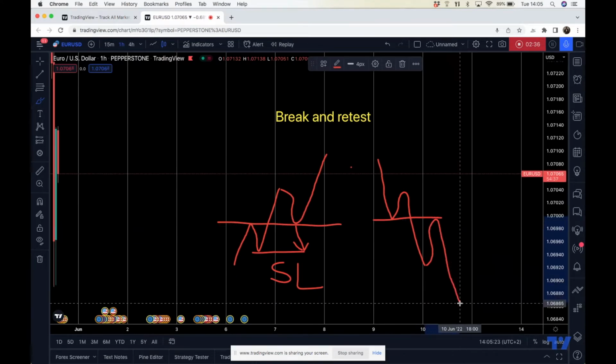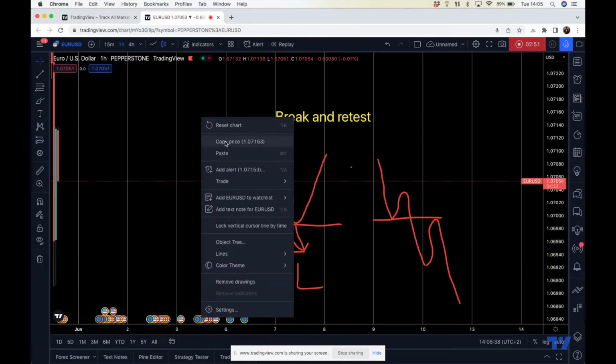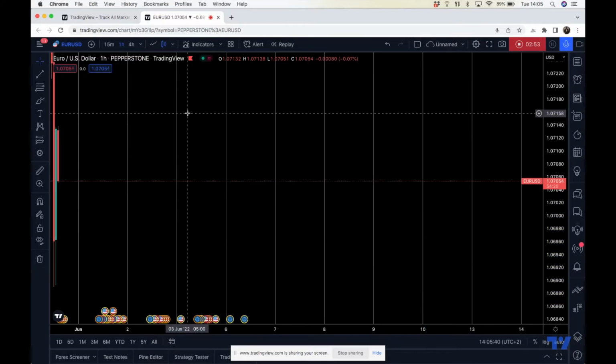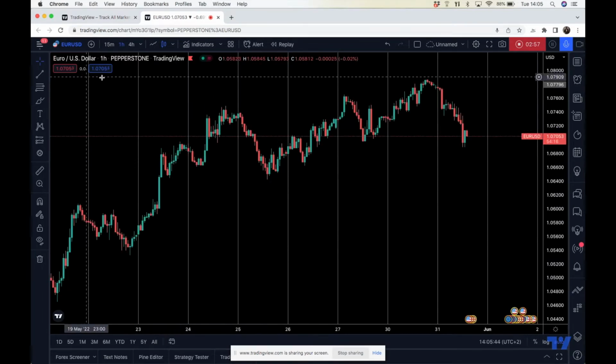Okay, so what we're going to do now is go on the Euro USD chart, on the 1 hour chart, and look for some opportunities where we could have actually seen some break and retests. Let me get this out of the way. And let's look for some break and retest as we go back into the market.